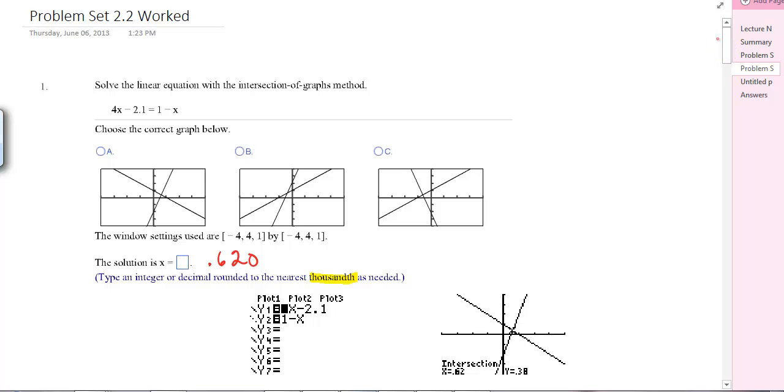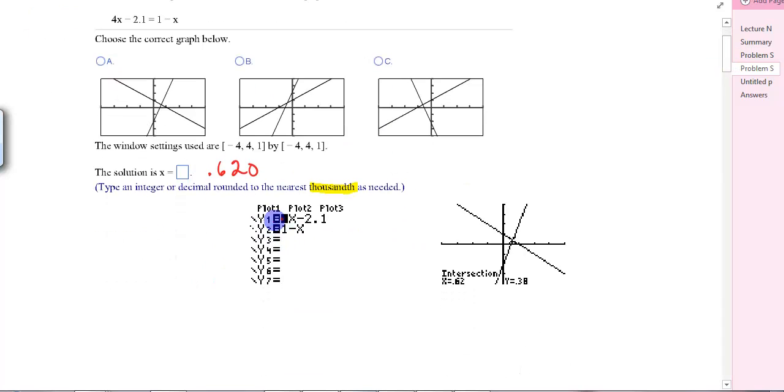All right, solve this with the intersection of graphs, and we'll put this in y1 and this in y2. So you can see a screenshot of me doing it on the calculator. Y1 was 4x minus, that's covered up, minus 2.1, and 1 minus x. And then I graphed it, and so I got this picture. And so which one of those is our choice? Our intersection's over here on the right, so that does look like right there.